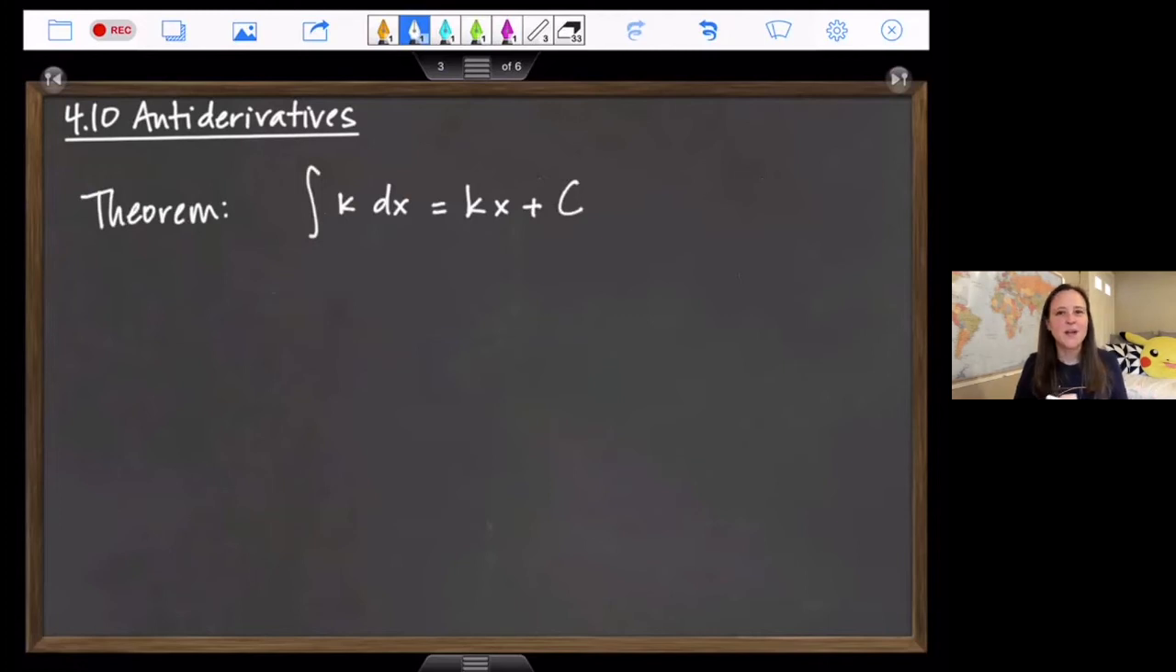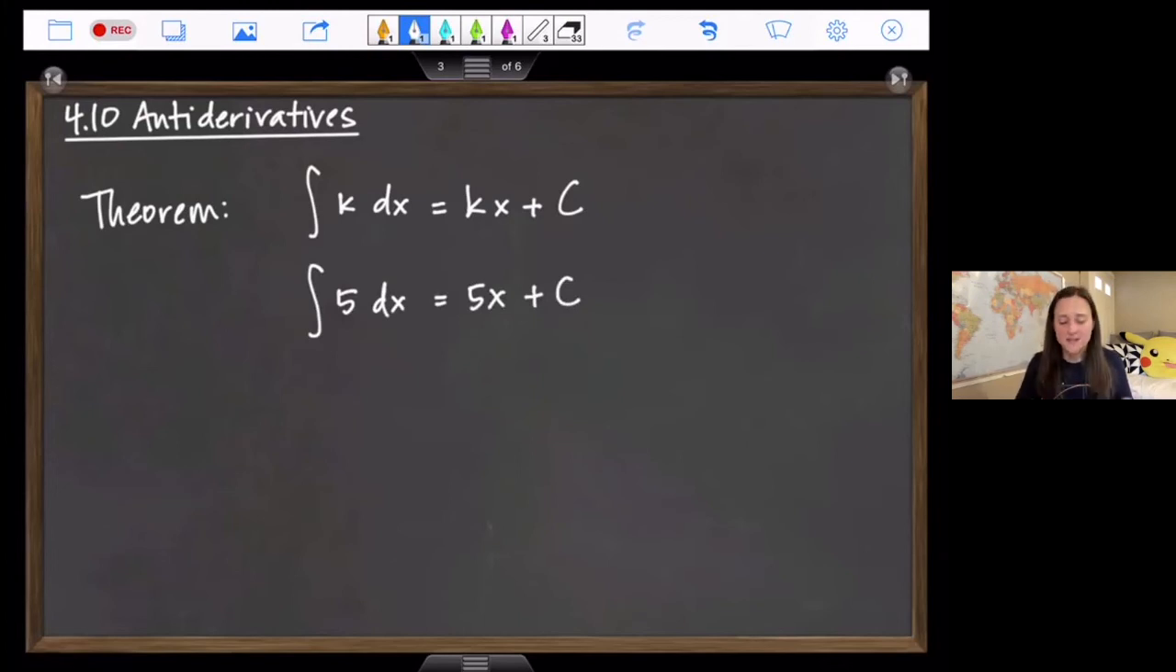And we have this one here that we kind of already figured out on our own on the first slide. This says that the indefinite integral of k dx is equal to kx plus c. So we saw this when we were trying to find the antiderivative of 5, and we found that the antiderivative was 5x, right? And again, always put that plus c on the end when you're finding an indefinite integral or an antiderivative.